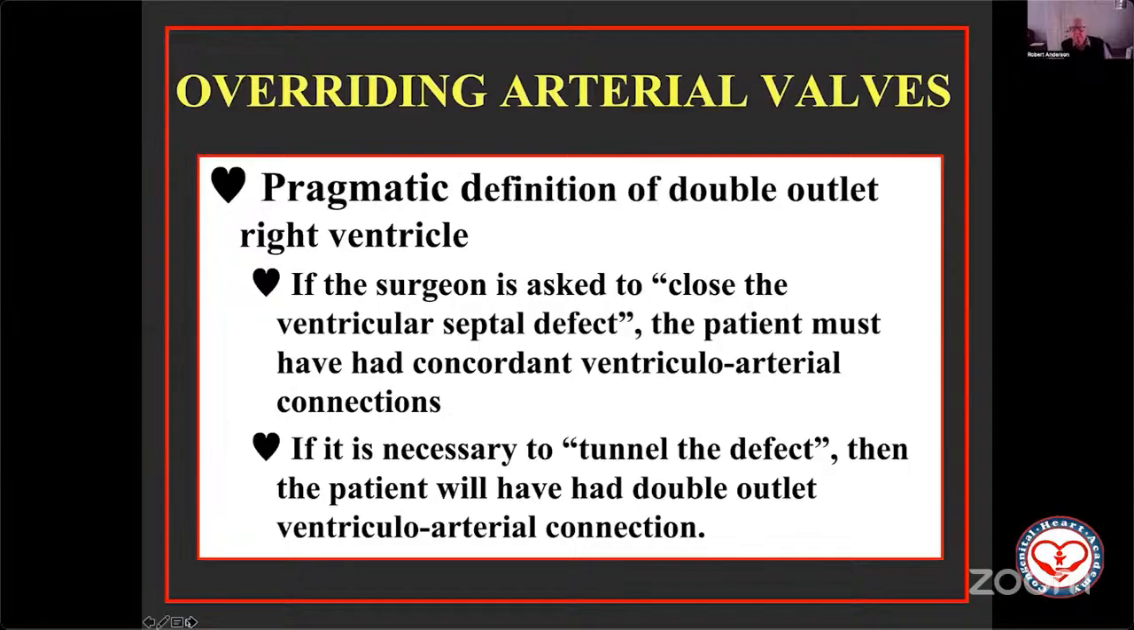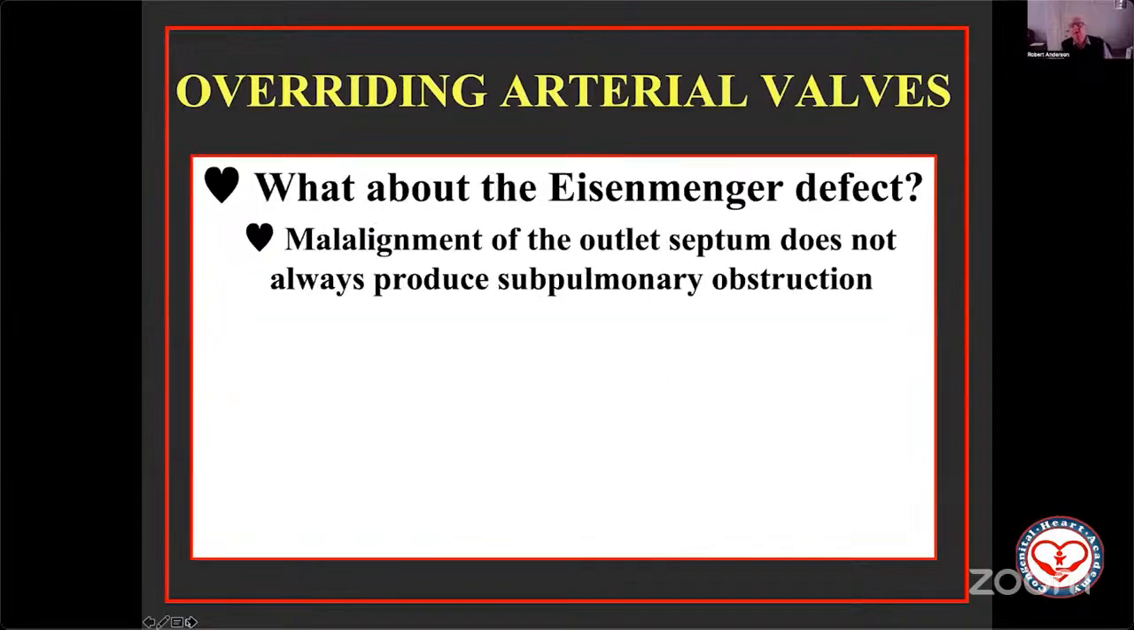So let's now move on and look at the next of our four spectrums, the Eisenmenger defect. What is the Eisenmenger defect? Well, it's the situation in which we still have malalignment of the outlet septum.